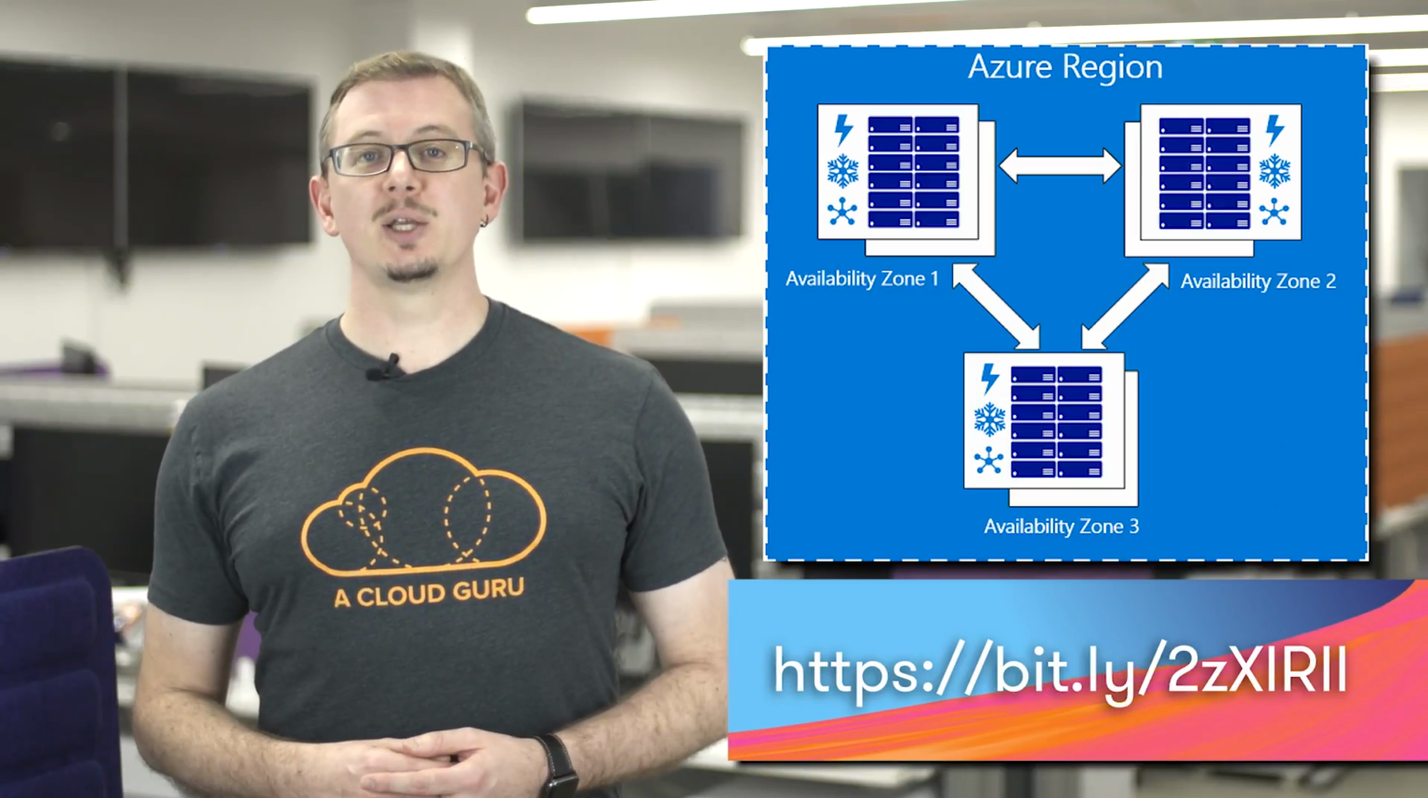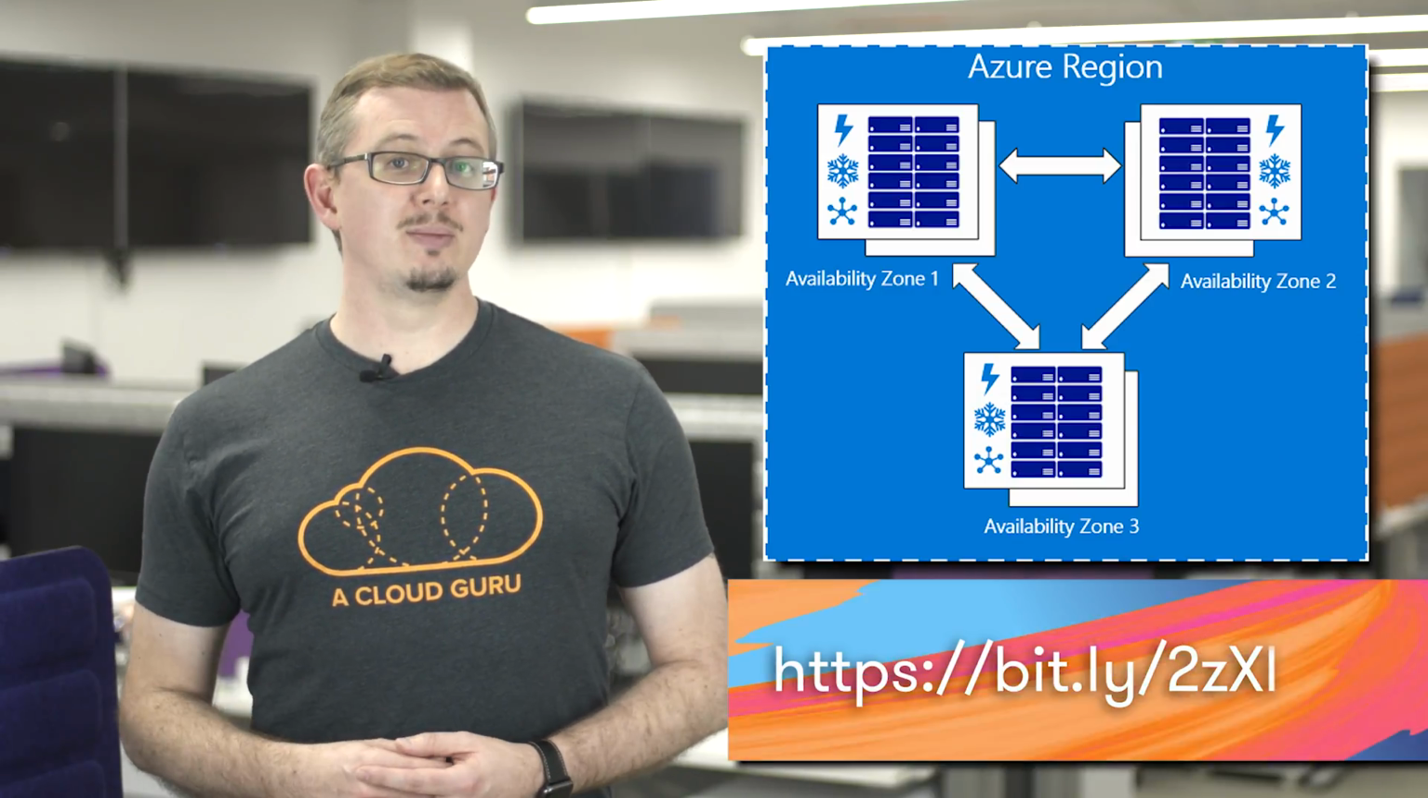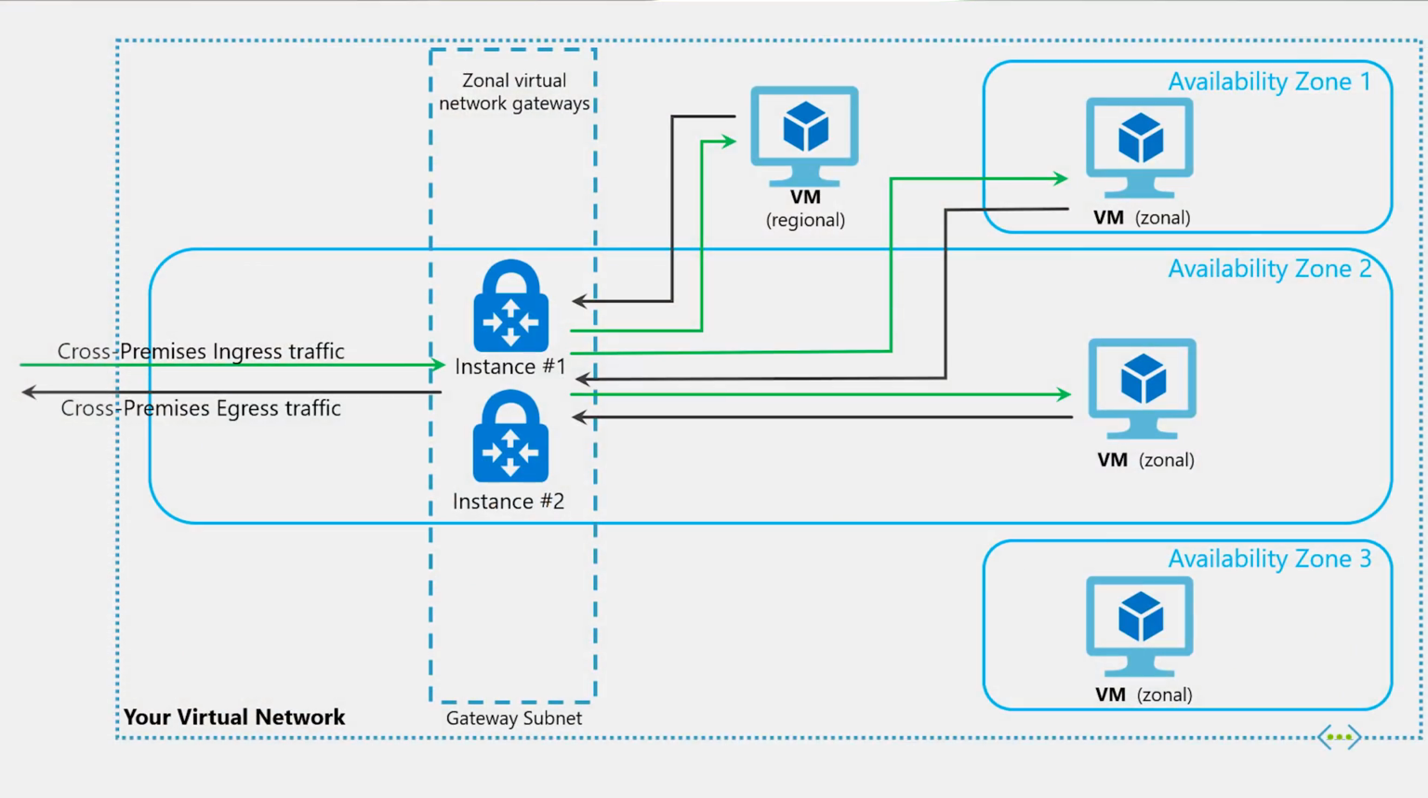However, VPN and ExpressRoute gateways are now supported in preview. This means that multiple instances of the gateway are deployed in different zones within that same region. If you prefer to deploy both instances of the gateway in the same zone, this is called a zonal implementation and is also supported in preview.